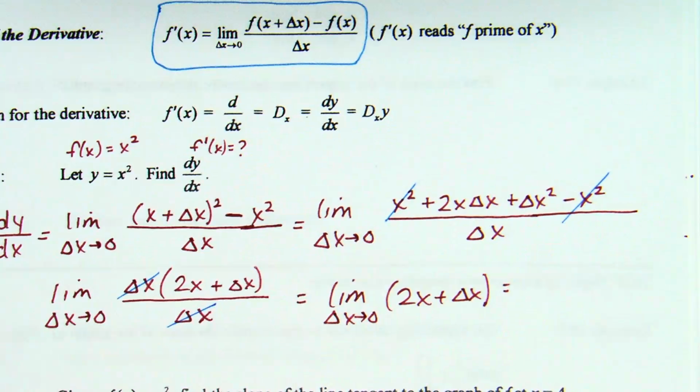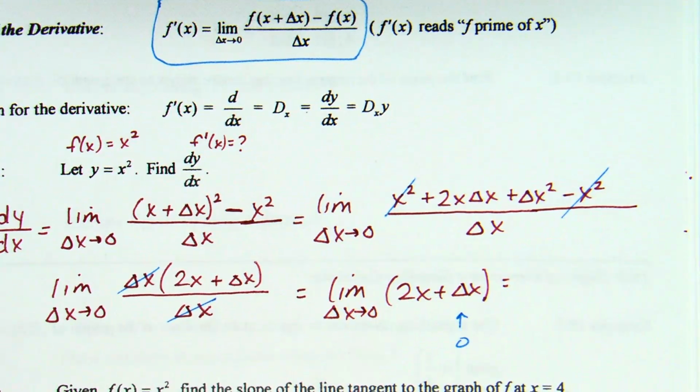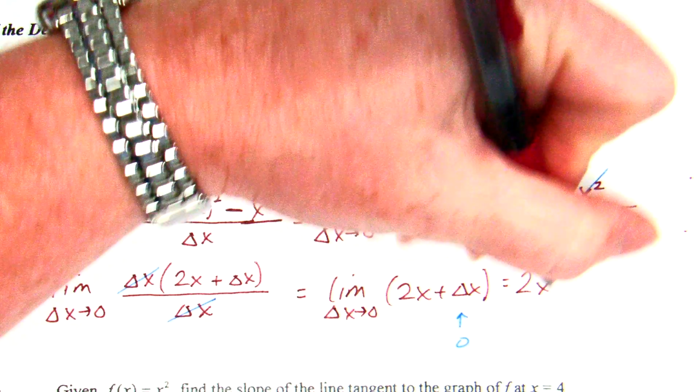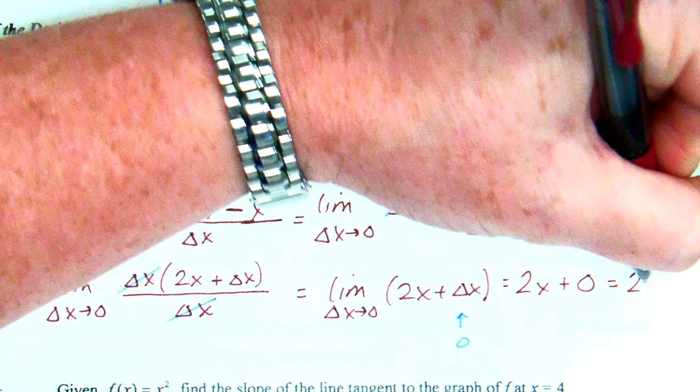What do you do with a limit when you're ready to take the limit? You plug in whatever the limit approaches, right? So this is the limit as delta x approaches 0. That means wherever I have a delta x, I'm going to put in 0. So 2x is going to stay 2x, plus delta x, which is 0. Well, 2x plus 0 is 2x.